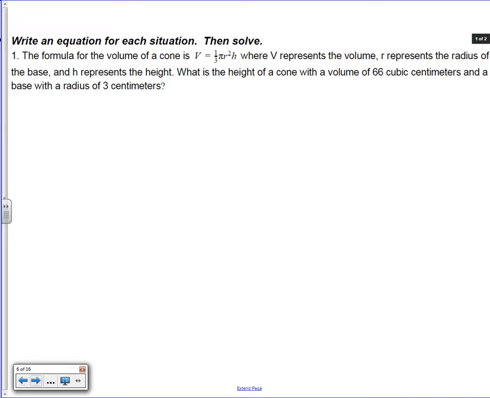Okay, next, let's go on to the word problem portion of this review. So you need to read carefully, decide what your unknown is. I want to find the height of a cone. Well, if you look up there, height is h. They also tell me the volume is 66, so that will go in for V. And the radius is 3, so that will go in for R.